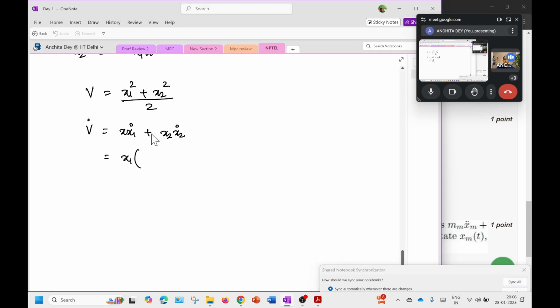So v is a function of x1 and x2, right? That means if I have to say that v dot is negative definite, or less than 0, then v dot should also be a function of x1 and x2. But we see here that v dot appears only in terms of x1, right? So v dot is equal to minus x1 square. That means this is negative semi-definite.